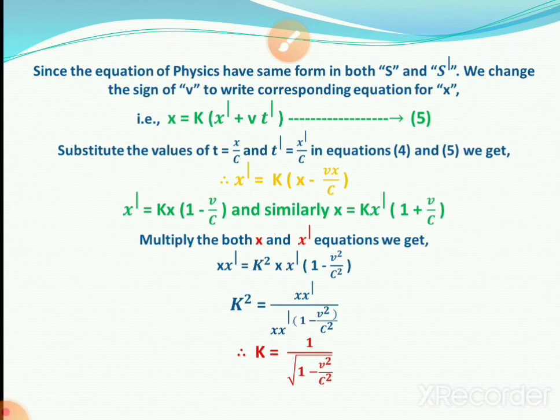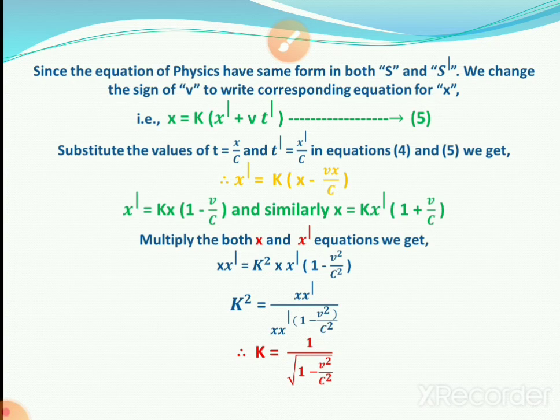So, substitute the value of t is equal to x by c and t dash is equal to x dash by c. Because we know that time is nothing but displacement divided by velocity. So t is equal to x by c, where the distance is x and the velocity is c. Similarly, t dash is equal to x dash by c. Substitute these two values in equations 4 and 5.